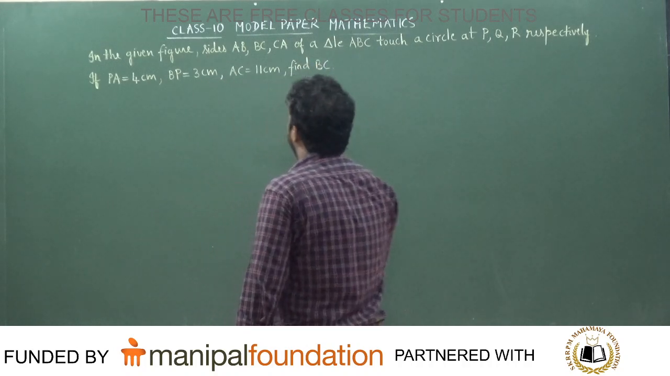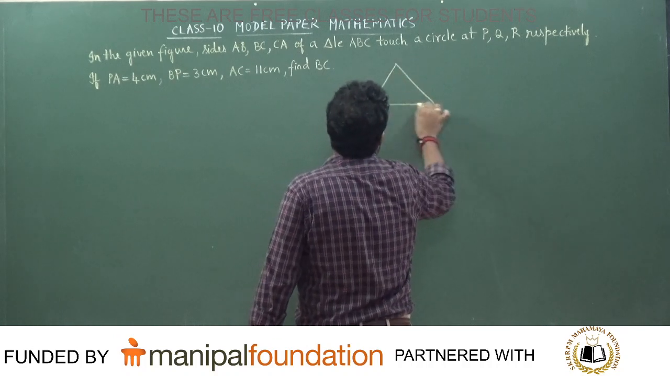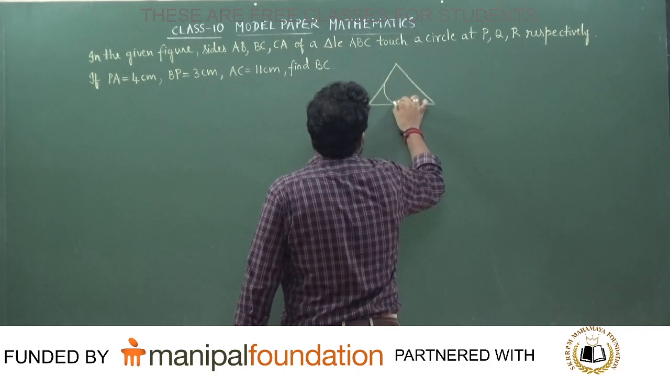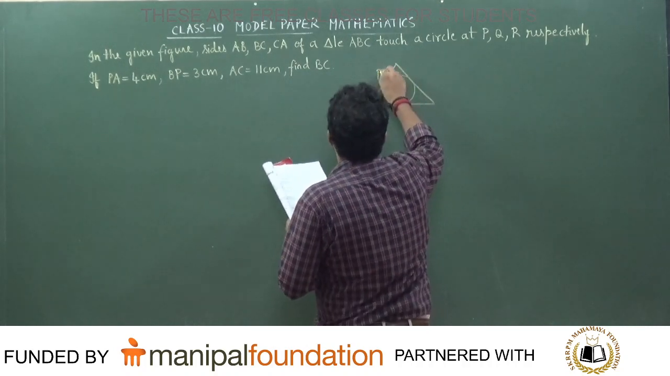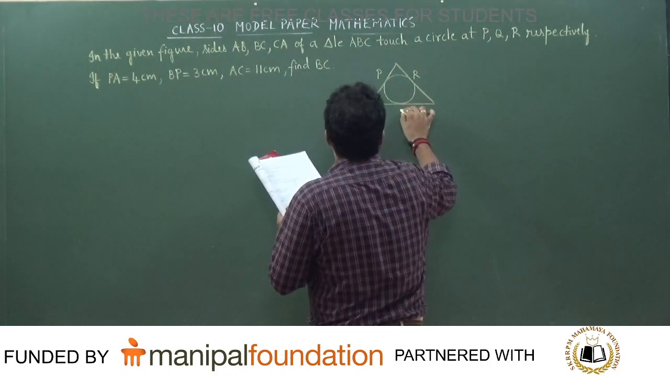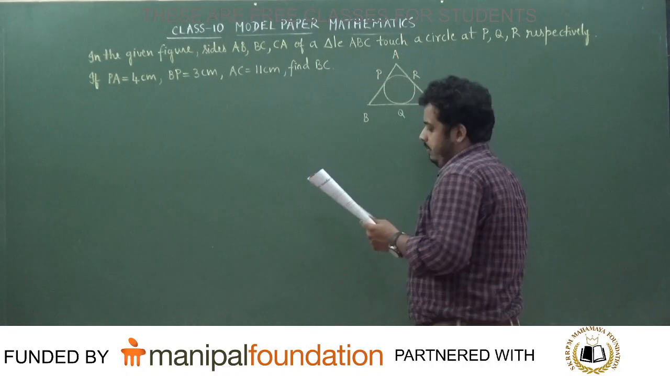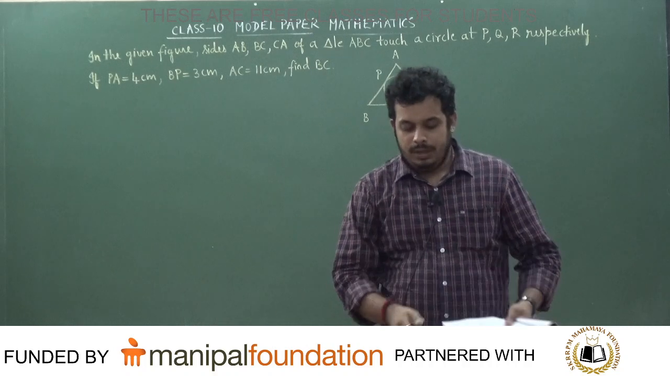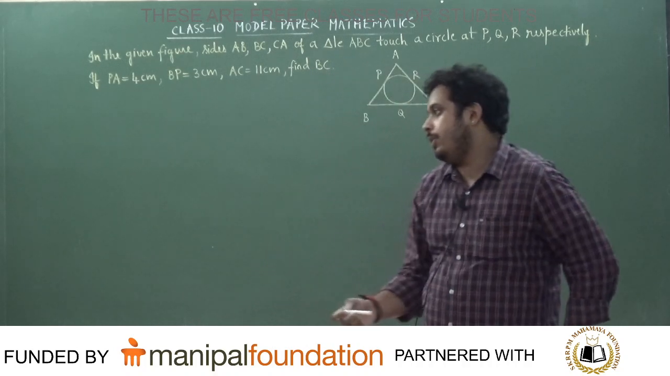It is told in the problem, in the given figure. So this will be the figure. This is the figure which is given in the question. There will be a circle like this. This is nothing but P. This is R. This is Q. This is nothing but A. This is B. And this is C. Find the length of BC is the question asked.